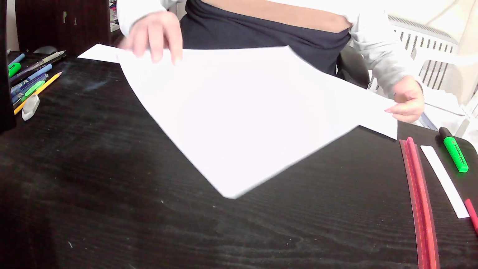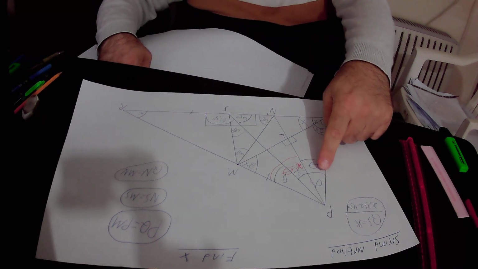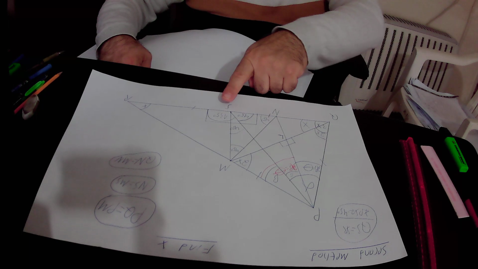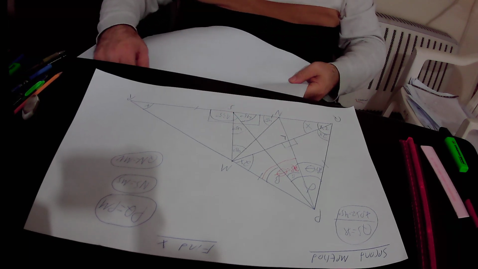Then I presented to you how to find out the value of angle x according to the second method. In the second method, we define this angle as alpha, this angle as beta, and we already found out that this angle equals 135 degrees according to the first method.